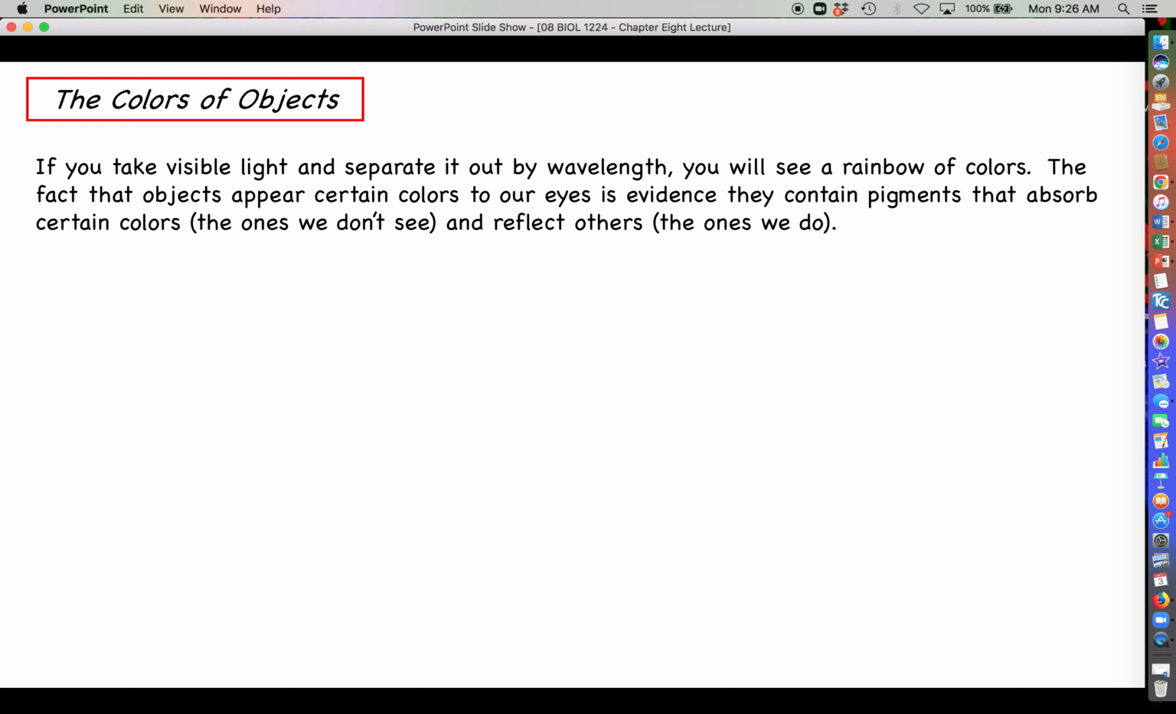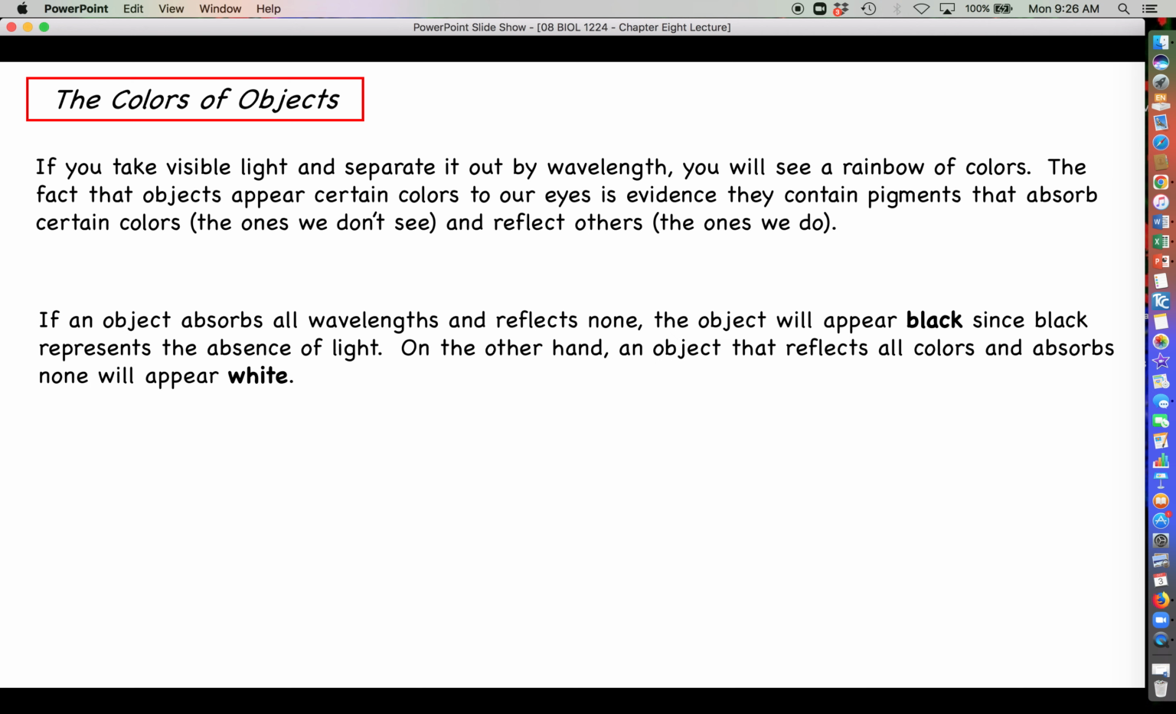So, as we've said, the fact that objects appear certain colors to our eyes is evidence that those objects contain pigments that absorb certain colors, which are the colors we don't see, and then reflect others back at our eyes, which are the colors that we do see. On two extreme ends of the spectrum, if an object absorbs all the wavelengths and reflects none of them, then the object is going to appear black to us, since black essentially represents the absence of light.